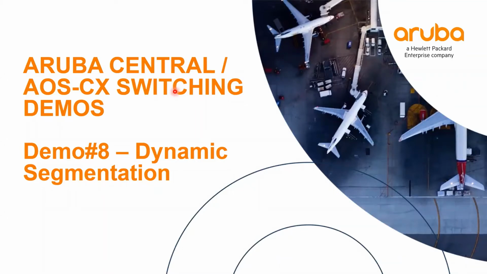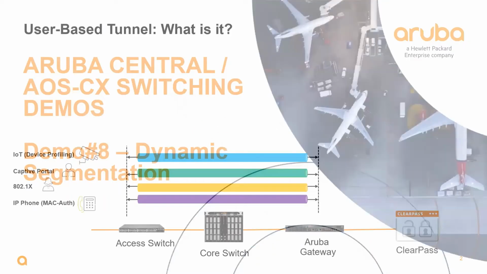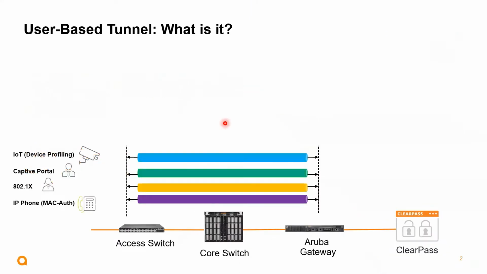In this demo, we'll see about dynamic segmentation. So let's start with the overview of user-based tunneling. AOS-CX switches support user-based tunneling, part of the Aruba Dynamic Segmentation solution that implements the capability to tunnel traffic on a user or device basis based on GRE and sending the traffic to the Aruba gateway. So let's see how user-based tunnel, alias UBT, works.